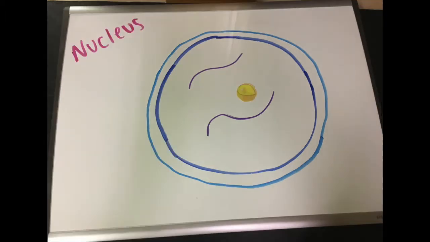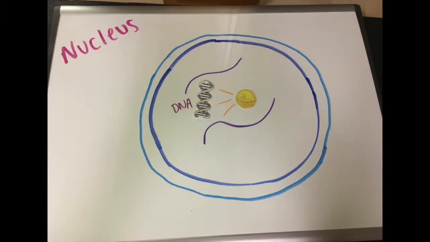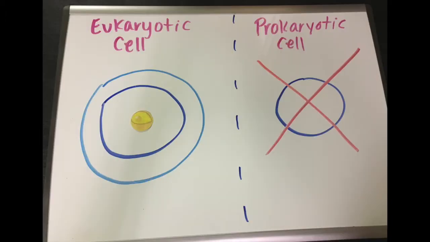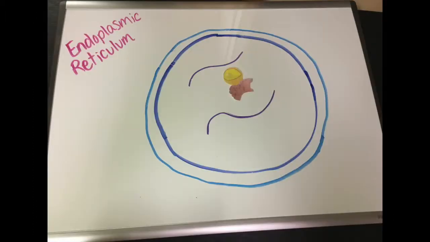The nucleus, arguably the most important organelle, contains the genetic information, the DNA, of the cell. The nucleus is also what differentiates prokaryotic cells from eukaryotic cells. Eukaryotic cells have a nucleus, while prokaryotic cells do not. Prokaryotic cells are more simple cells, such as certain species of bacteria. Attached to the nucleus is the endoplasmic reticulum, which creates proteins and fats.